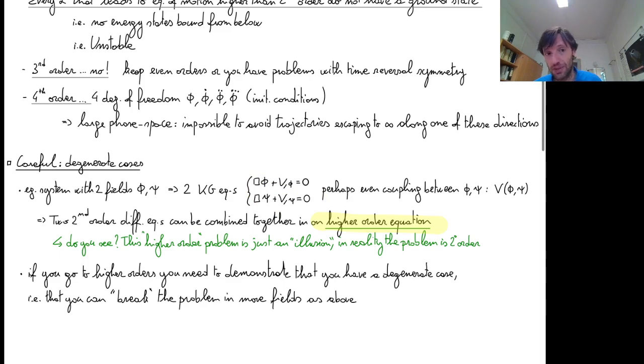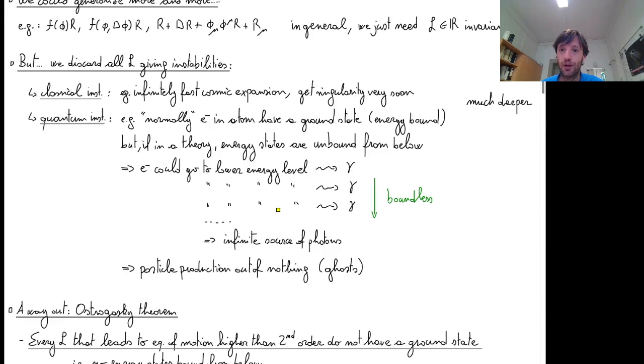It just means that if you can have a theory which ends up to be of higher order, but which can be split in more fields, then it's still a valuable theory. Okay? So just take care of it. Good. Little summary of this part.